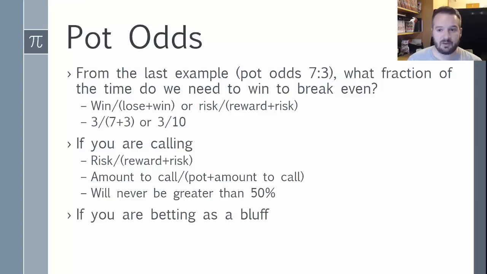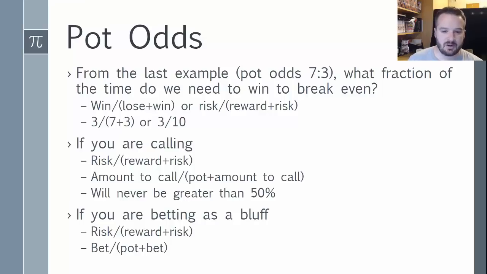And if you're betting as a bluff, how often do you need to win for your bluff to be profitable? It's the exact same thing, just written a little bit differently. Your risk divided by your reward plus your risk, same situation. The other way to think about it is your bet size divided by the size of the pot that was already out there plus your bet size. Those are the equations you will always use for pot odds. Hopefully looking at some of these fractions highlighted that with the previous example we did.